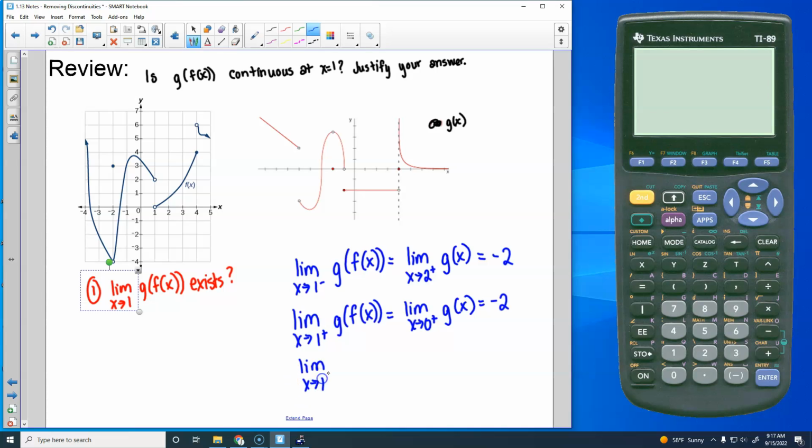So the limit as x approaches 1 from both sides of g of f of x, since the left and right were the same, it does equal -2. So we have shown that yes, that limit exists. What else have we got to show for continuity? There's 3 things. We got to show the limit exists, we got to show something else exists. What is it? At that point. So we got to show that g of f of 1 exists.